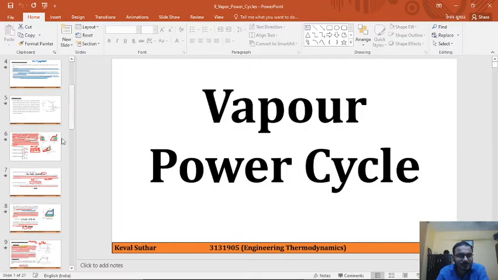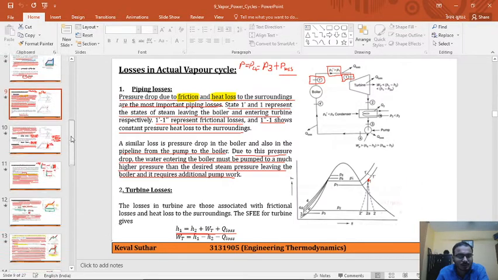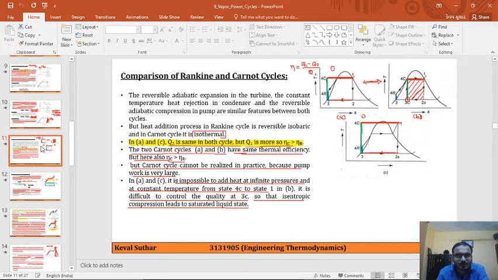In our previous lecture, we started with the comparison of Rankine and Carnot cycle. So we will revisit our previous topics first and then we will begin with the remaining topics.